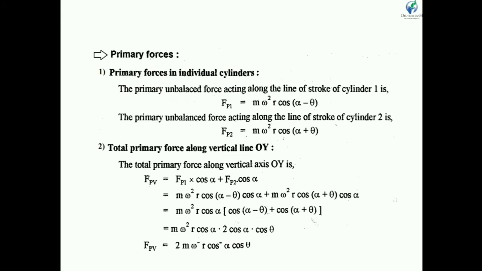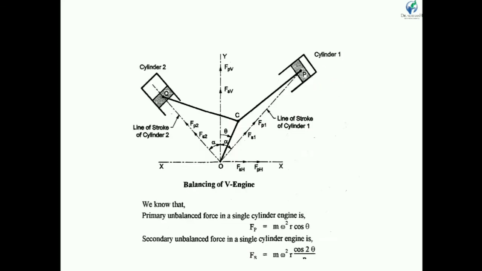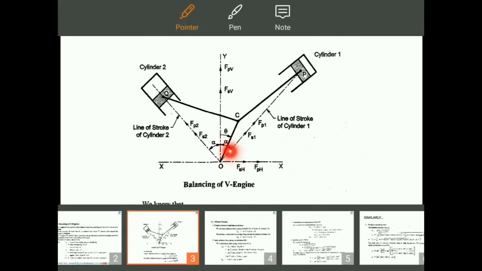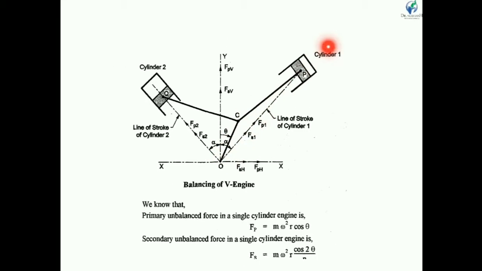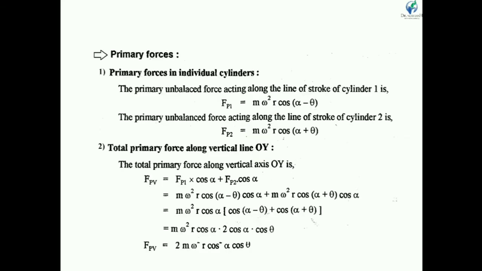So if we consider the primary force for cylinder 1, denoted by notation 1, then Fp1 is the primary force in cylinder 1. We know that the equation of the primary force is m omega square r into cos theta, but theta is the angle between the crank and the central line of cylinder 1. So here, this is the crank and this is the central line of cylinder 1. This angle is alpha minus theta. The total angle is alpha and this angle is theta. So the angle between the crank and the central line of the cylinder is alpha minus theta. So here we put alpha minus theta.